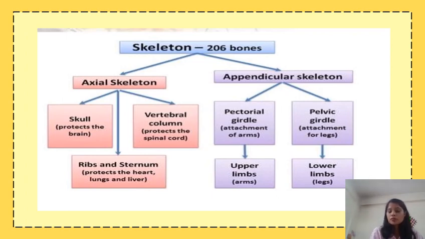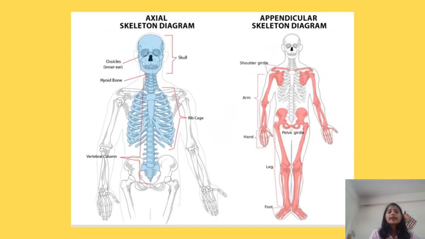Now let's come to the next slide, that is axial skeleton and appendicular skeleton. So first of all, we'll talk about what is axial skeleton. So look at these pictures. That center portion, that blue portion, is known as axial skeleton.